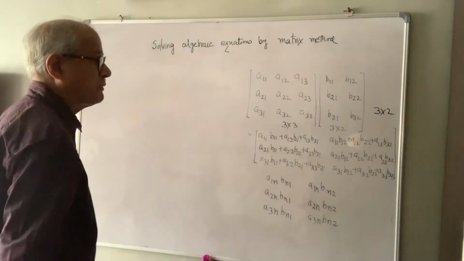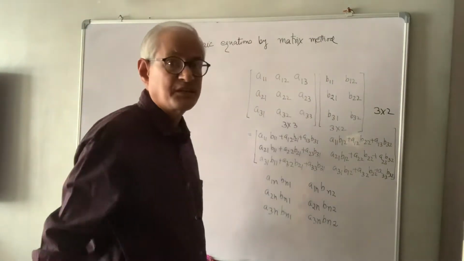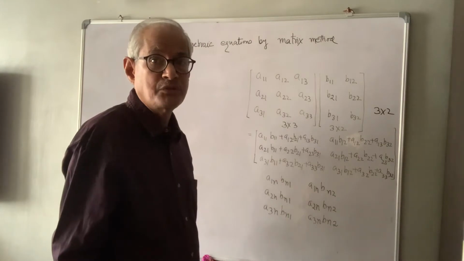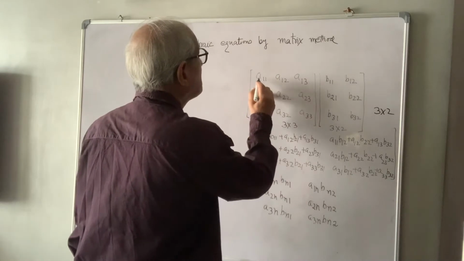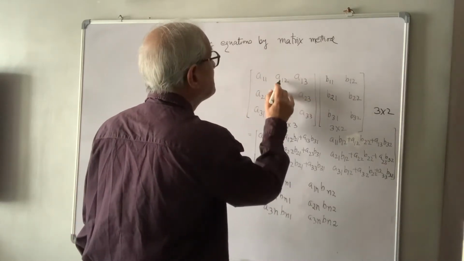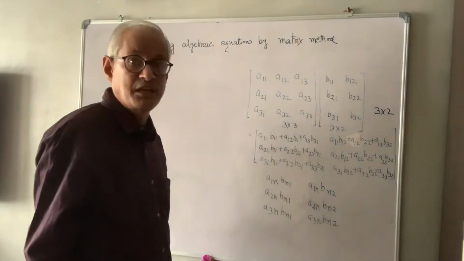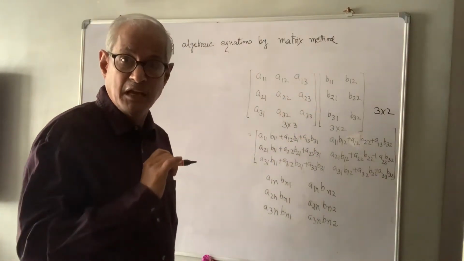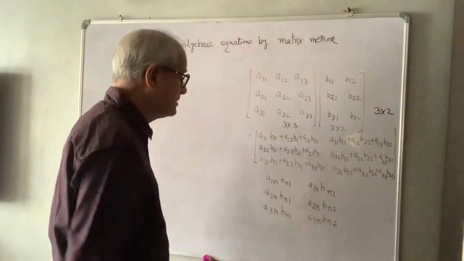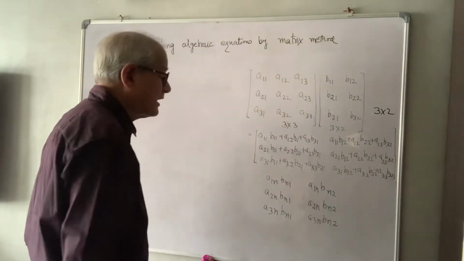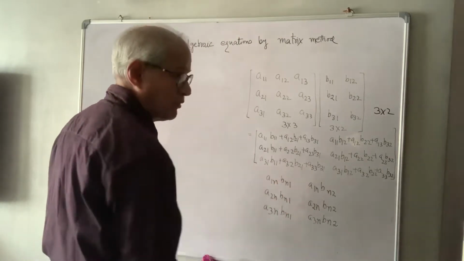So for matrix multiplication to be possible, we must remember that the number of columns in the first matrix must be equal to the number of rows in the second matrix. And the multiplication is like this. This is to be multiplied by this, plus this is to be multiplied by this, plus this is to be multiplied by this, to get the first element, that is the element in the first row and first column in the multiplied matrix. And we can remember like this, the first element will be A1n, Bn1.